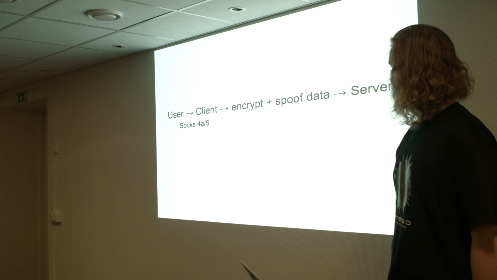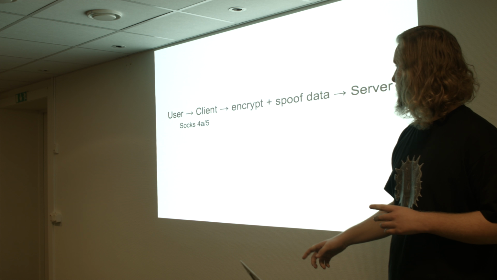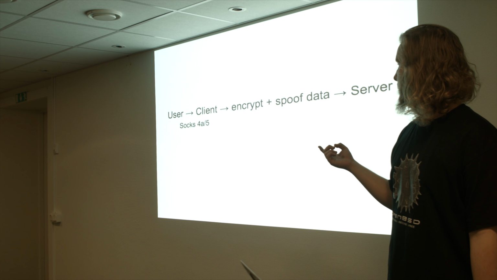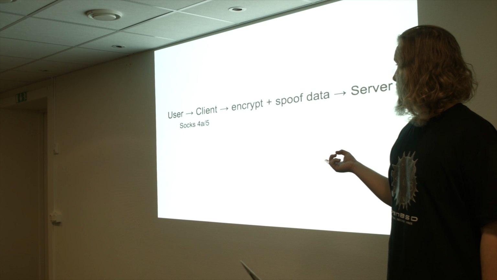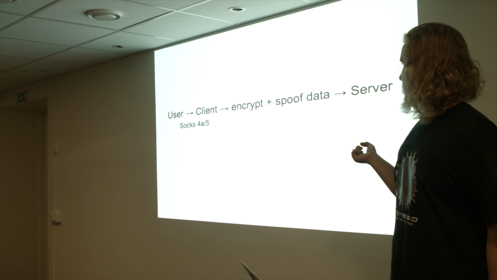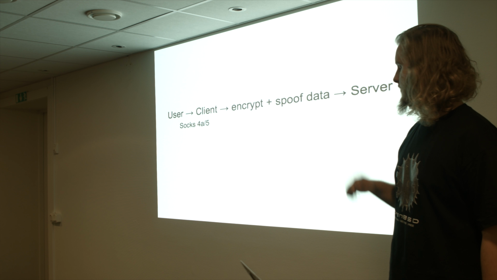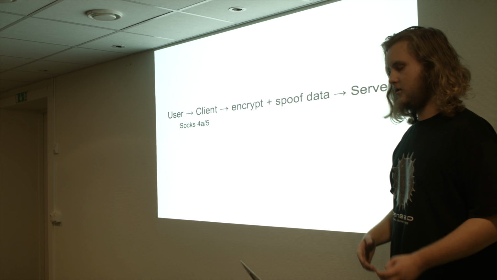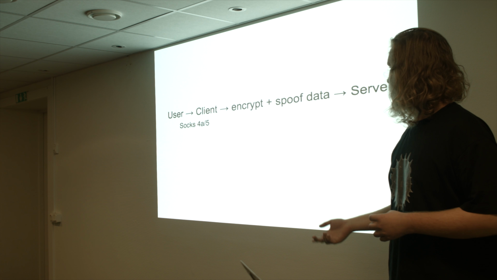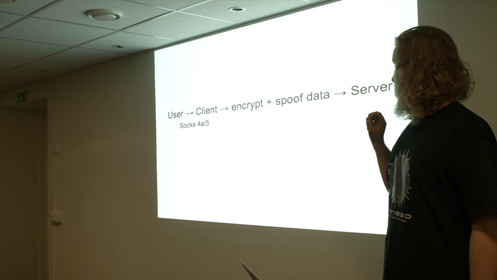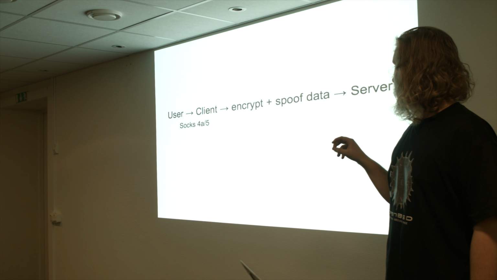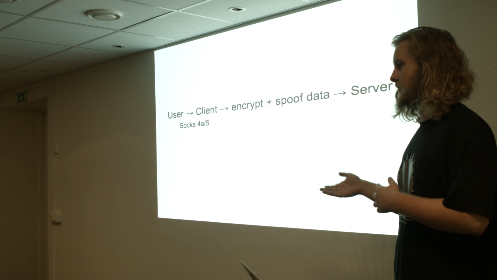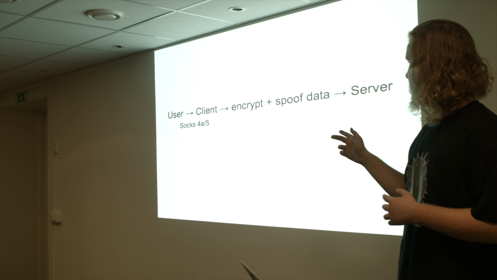The user sets up 2 computers, a client and a server. The user then connects to the client. Marionette comes with a SOCKS4a proxy, but I added a SOCKS5 proxy to it, so you can choose, because more programs support SOCKS5. And then you can send your data with a SOCKS5 proxy to the client, you then encrypt it, and then you add spoof data on top of it to make it look like something else. And then you send it to the server.